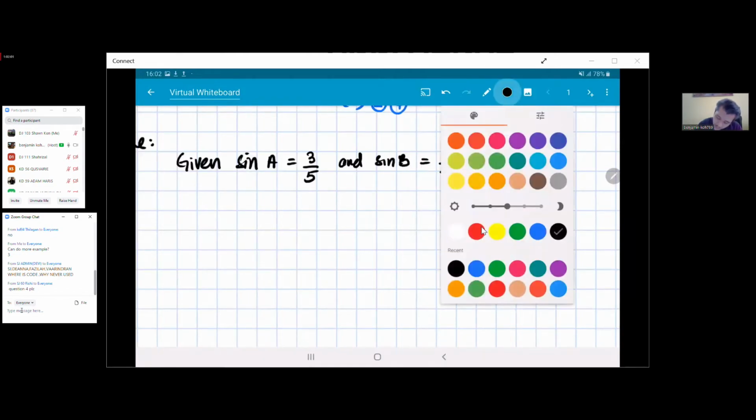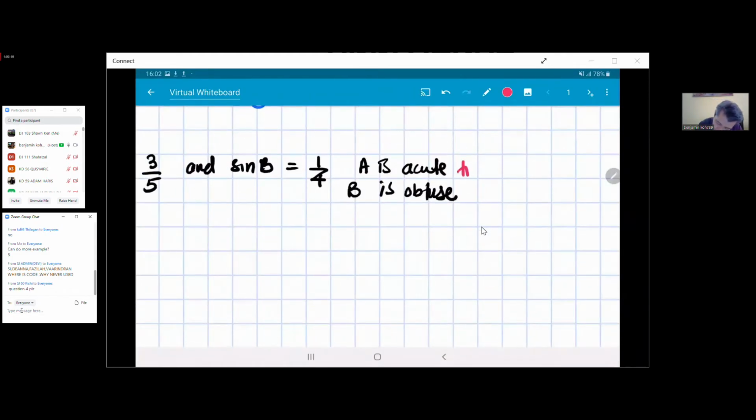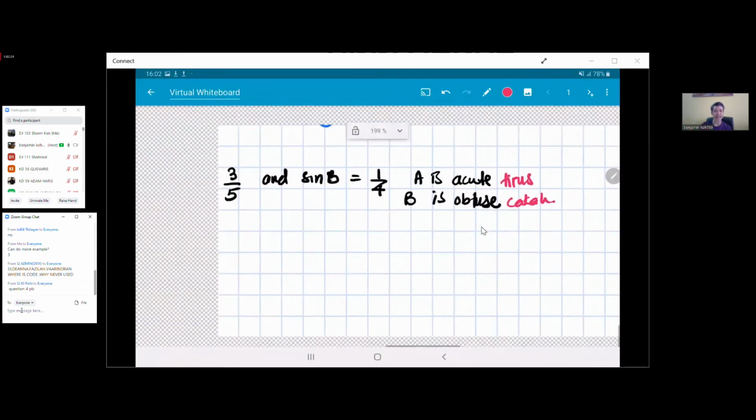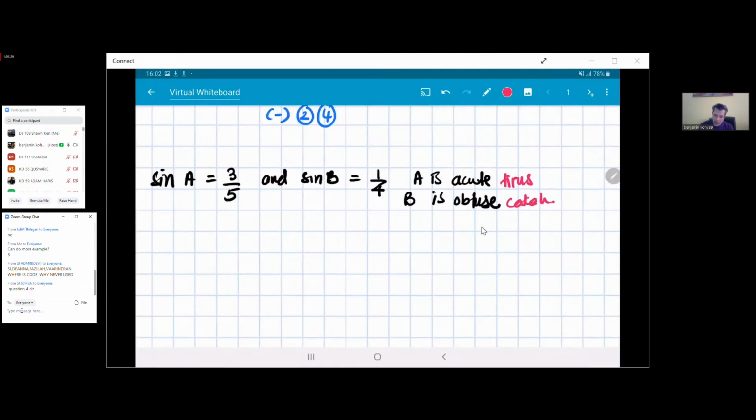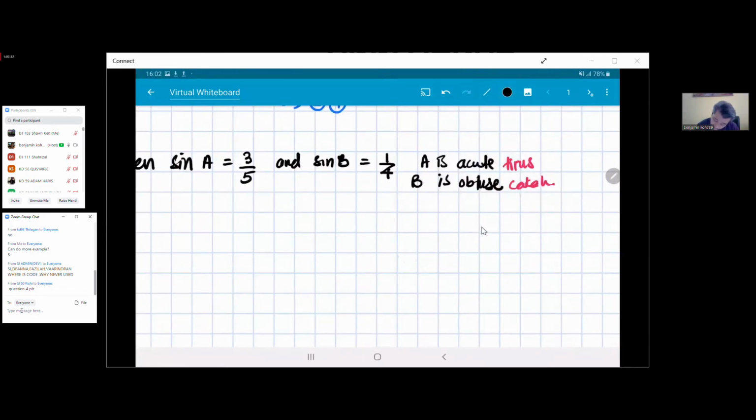Now bagi mereka yang belajar BM, so diberi sin A dan juga sin B. Acute maksudnya yang ni ialah sudut tirus. Obtuse maksudnya sudut cakar. Okay, acute and obtuse. Now you have to understand that this is very, very important because we need to know where is the angle A and B. So remember, you have got your 4 quadrants. If I draw the 4 quadrants here, I need to know where A and B are located, because only when I know that, then I can use the formula effectively.